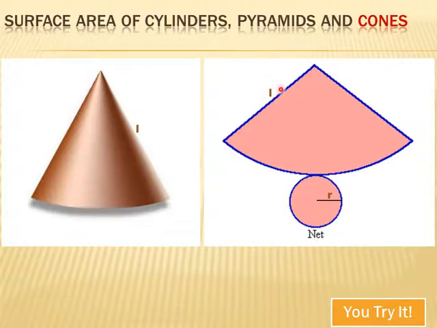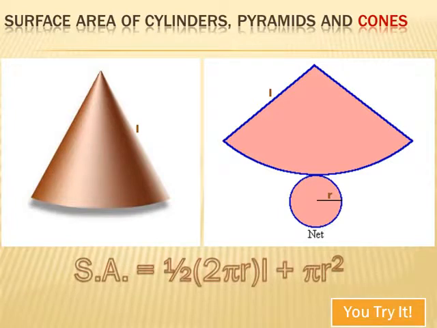They're going to give us the lateral height. They're going to give us that dimension right there, which corresponds to that dimension on the cone. But it's a hard piece of math to try to calculate that. So we're going to use a formula. We're going to use the formula surface area equals 1/2 times 2 pi r, and this 1/2 times 2 pi r represents the area of the lateral face of the cone, plus the area of the circle, pi r squared.